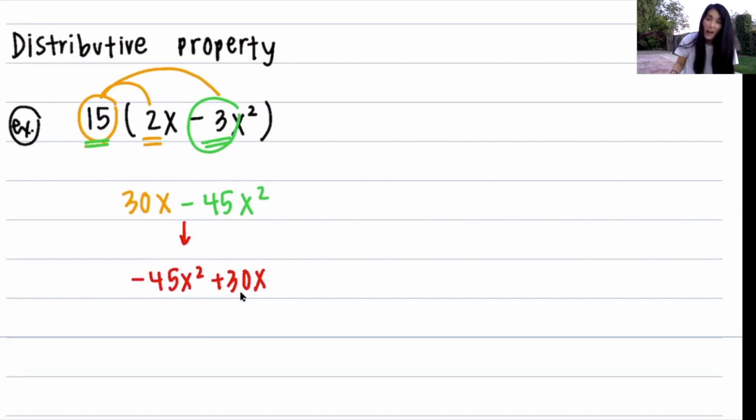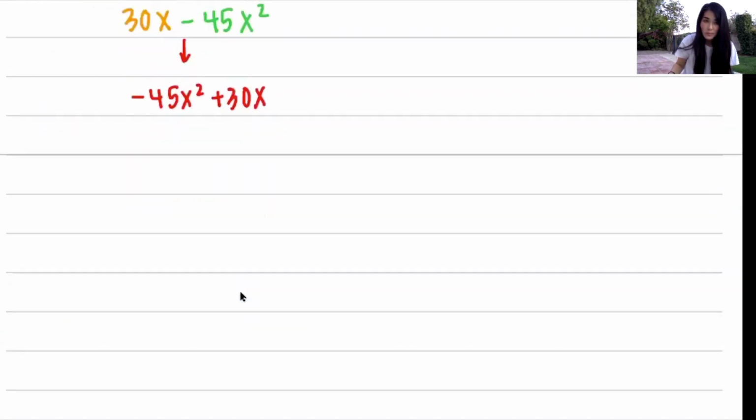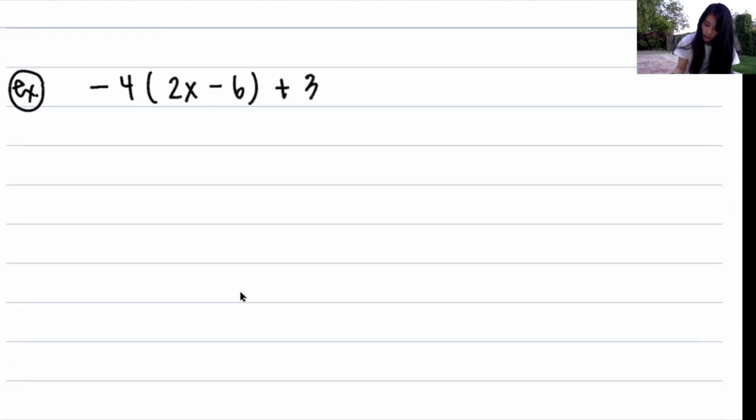All right, let's look at maybe a couple more examples with distributive property. Watch for a problem like this. Let's say here we have a negative 4 times 2x minus 6 and then plus 3.